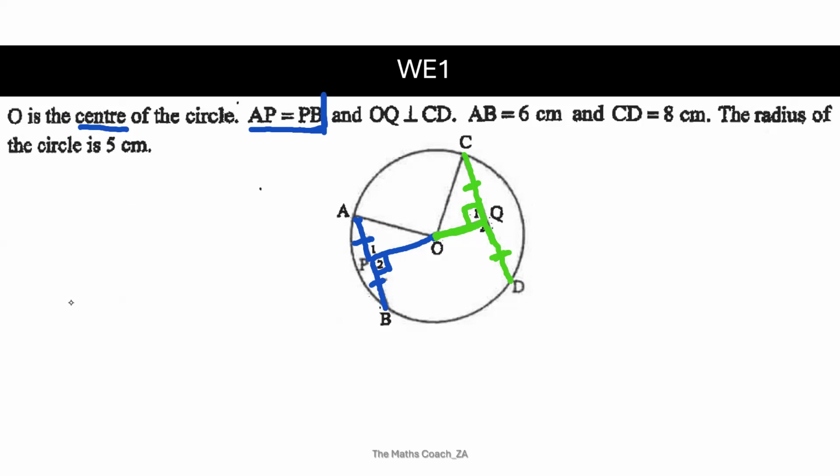Furthermore, we are then told that AB is 6. Now think with me. If AB is 6, then clearly AP will be 3 and PB will also be 3 centimeters. Similarly, if I know that CD is 8, and by the way, please do not mistake that for the circumference. When I'm talking about CD, I'm talking about that. If this is 8, then surely CQ is 4 and DQ is also 4.